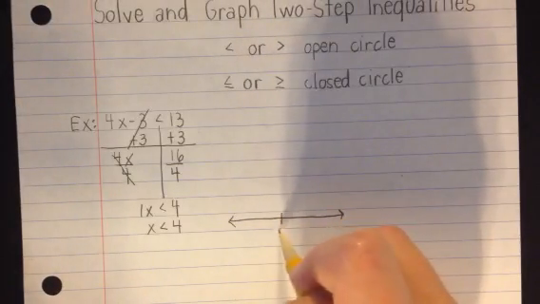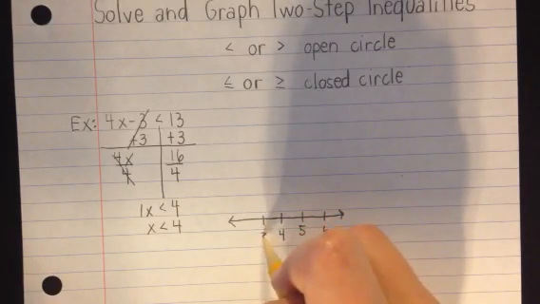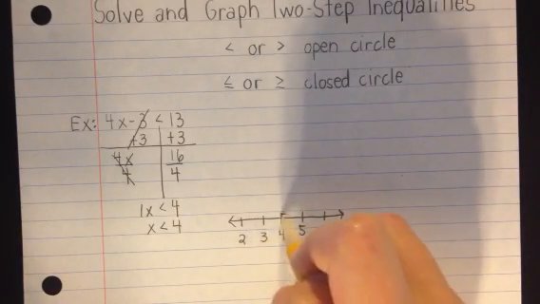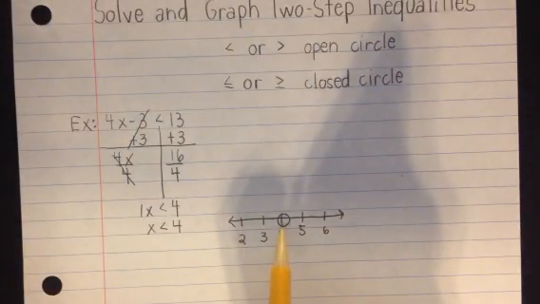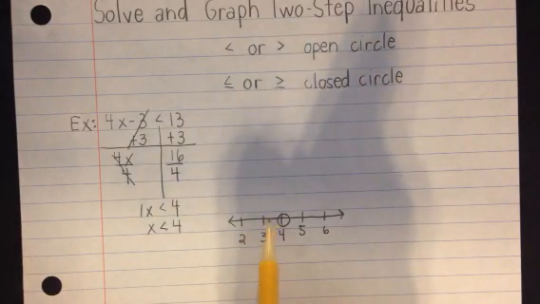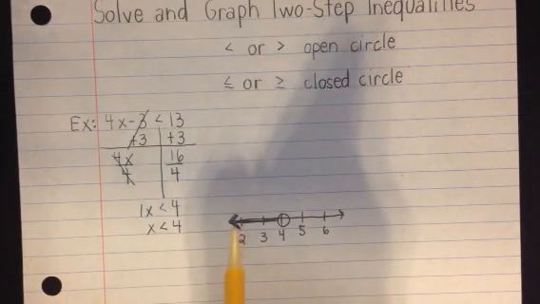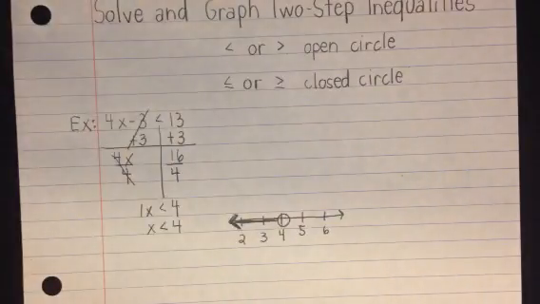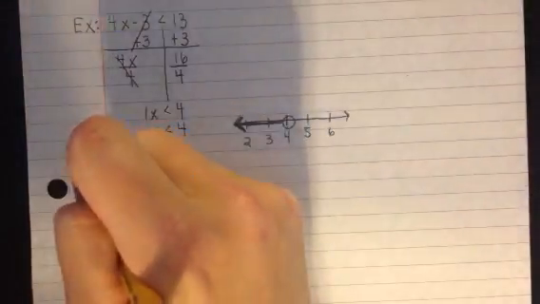line. So put 4 here, 5, 6, 3, 2. Since it's just less than with no or equal to sign, I have an open circle and it's telling me less than, which means I shade to the left. And you'll notice since my variable's on the left, my symbol and my arrow are pointing in the same direction. All right, let's look at another example.